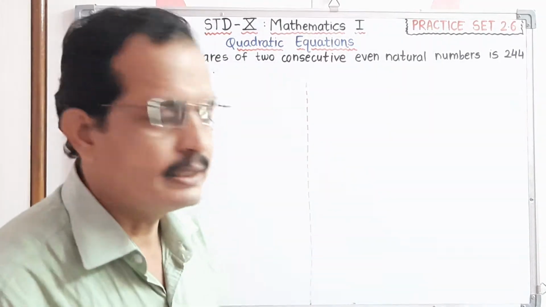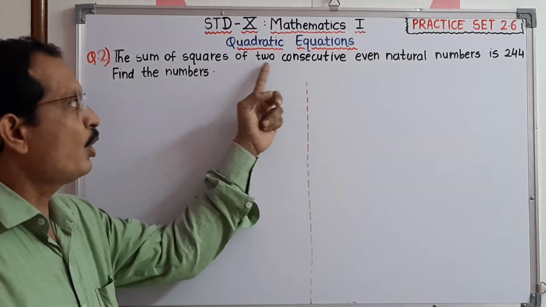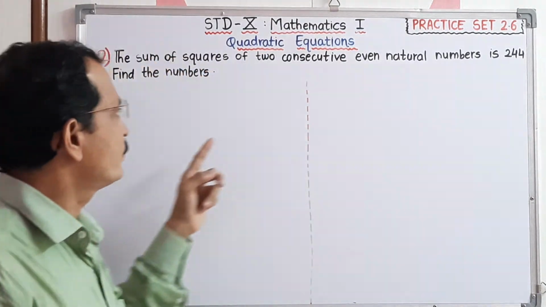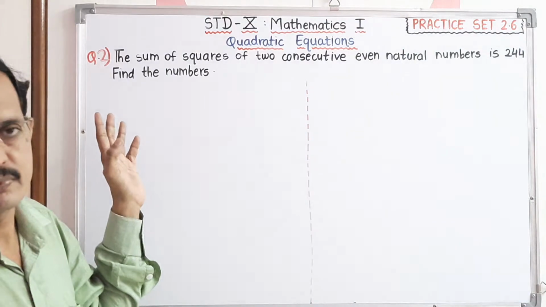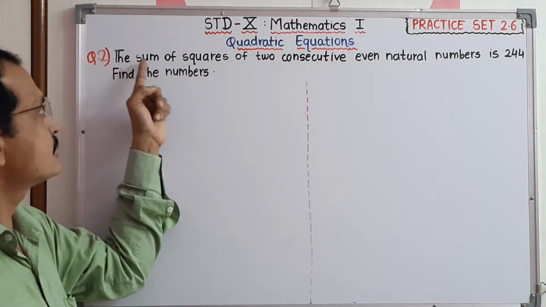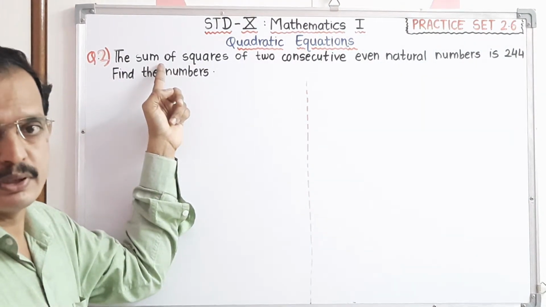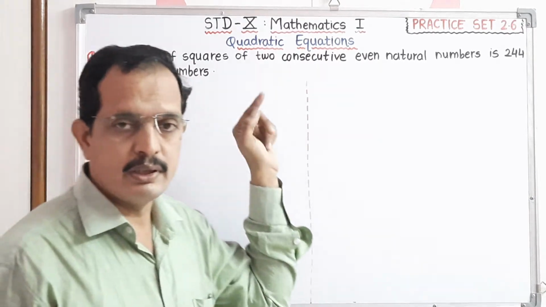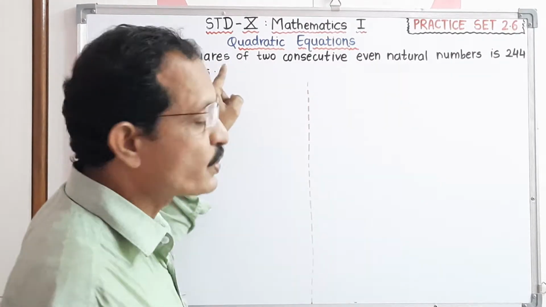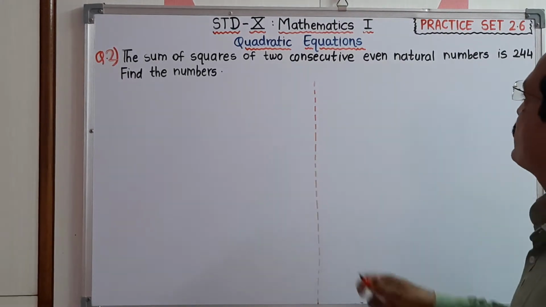Let's see the second sum. The sum of squares of two consecutive even natural numbers is 244. Find the numbers. I read the statement again. The sum of... in the previous sum it was product, but here we have to make the sum. But the sum of what? The sum of squares of two consecutive even natural numbers.